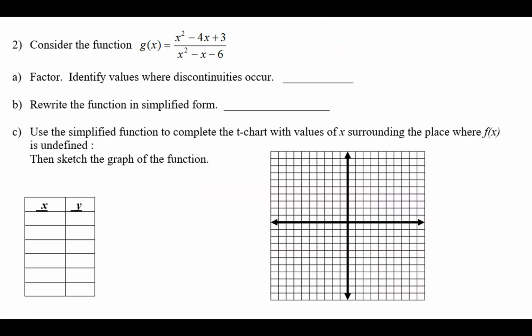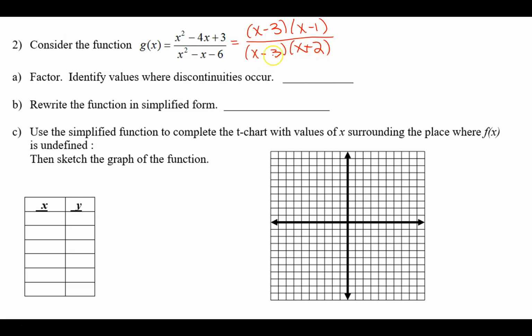All right, so consider the function. We have x squared minus 4x plus 3 over x squared minus x minus 6. So what I'm going to do is I'm going to go ahead and factor. So multiplies to give me 3, adds to give me -4. That's going to be -3 and -1. Multiplies to give me -6, adds to give me a -1. Is going to be x minus 3 and x plus 2.